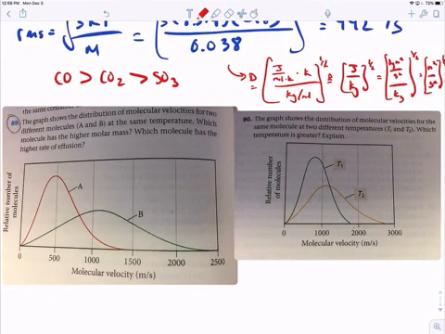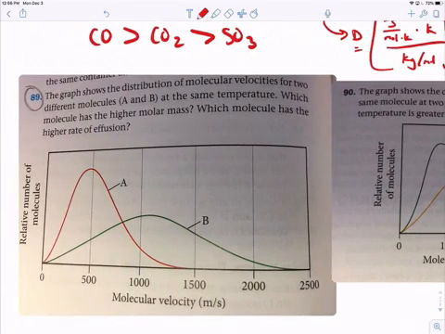Okay, so this graph here shows molecular velocities for two different molecules at the same temperature. Which one has the higher molar mass? Which one has a higher rate of effusion? The heavier molecules have a narrow distribution. The lighter ones have a broader distribution. So A is heavy, B is light. That means A has the higher molar mass, B has the lower molar mass, B also effuses faster, and A effuses more slowly. Does that make sense?